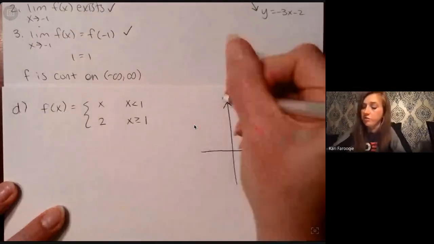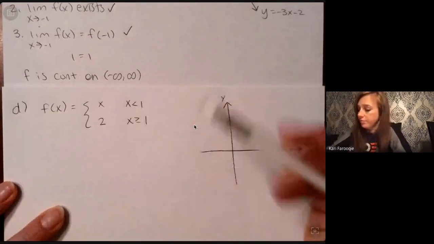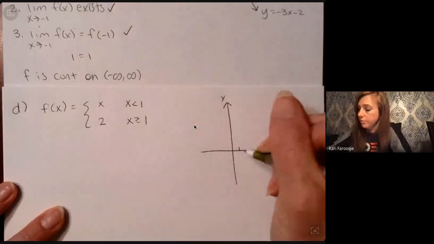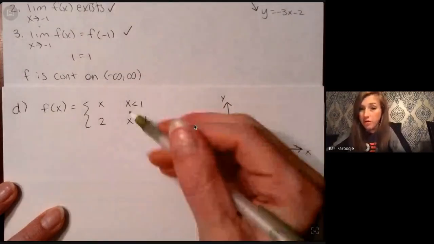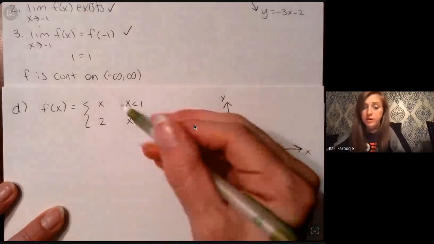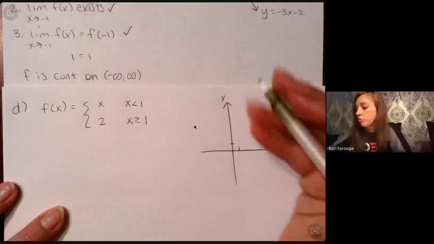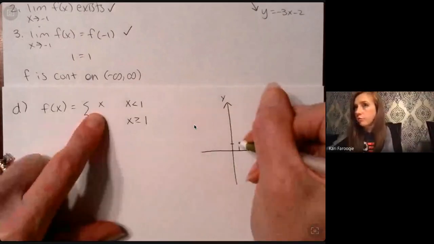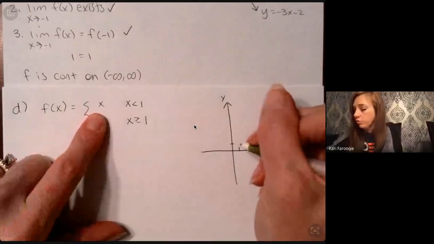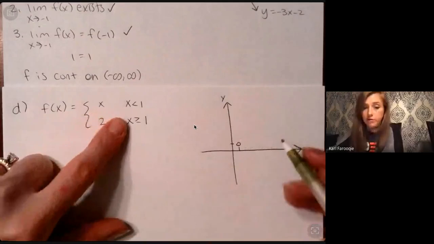If x is less than 1, y is x. Now, again, we're going to look at what actually happens at 1, and we'll leave an open circle there. If x is equal to 1, if I were to graph y equals x, I would have, if x is 1, y is 1, leave an open circle there. And then we're looking at values of x that are less than 1.